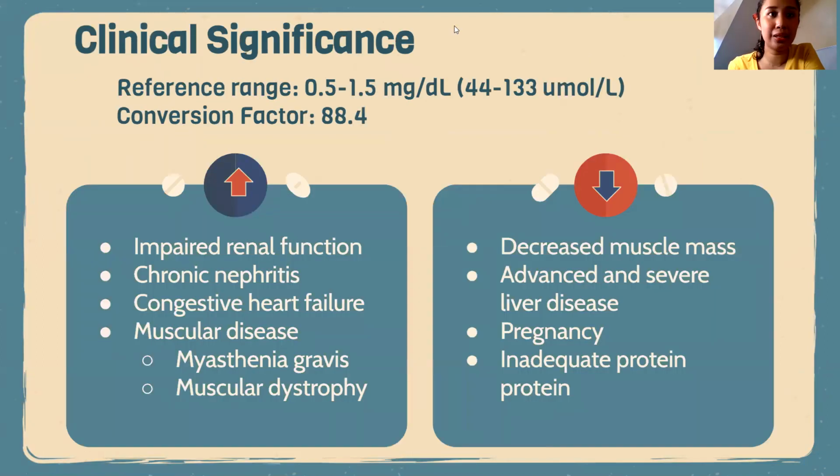For clinical significance, expect that when there is renal function impairment, chronic nephritis, muscular diseases, increase ang creatinine. In cases of decreased muscle mass, severe liver disease, pregnancy, inadequate protein diet, decrease ang creatinine. Class, ang conversion factor ng creatinine is 88.4. So here is the reference range.